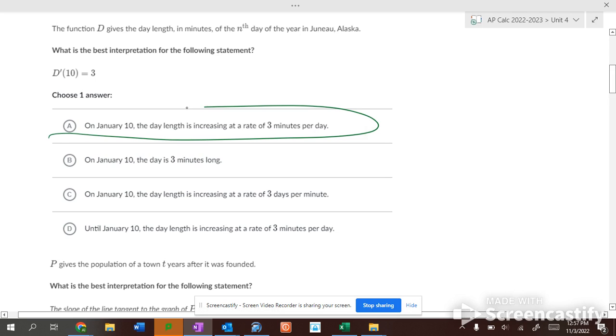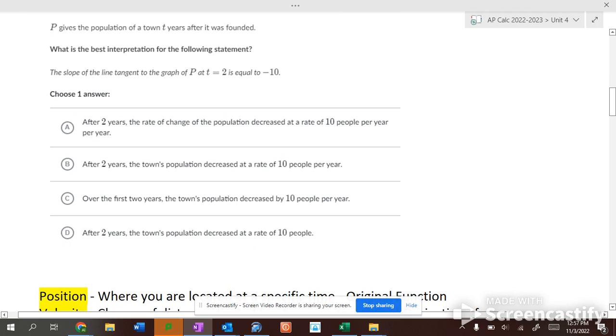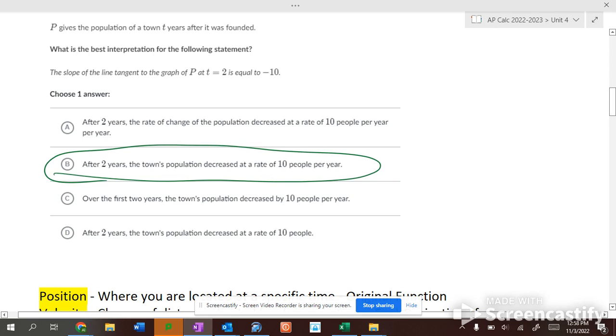Okay. The next one. The slope of the tangent line of P at t equals 2 is equal to negative 10. P is the population of a town t years after it was founded. So 2 years after it's founded, the population is doing what? Decreasing at a rate of 10 people per year. So after 2 years, the town's population is decreasing at 10 people per year. Per year would be the acceleration of the decrease.